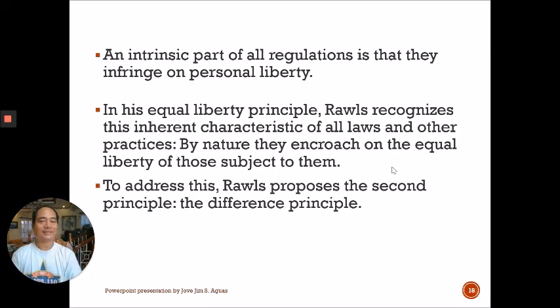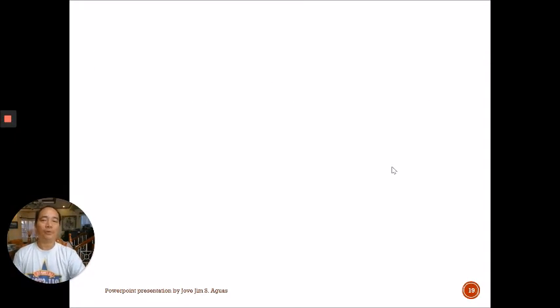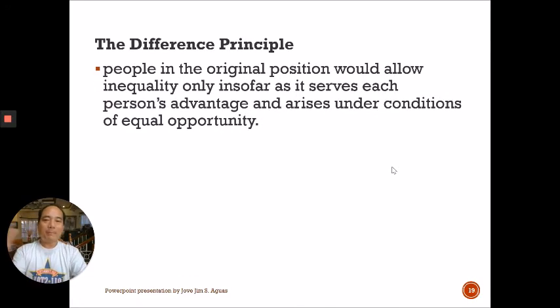So to address this, Rawls proposed the second principle, and that is the difference principle. Okay? So what is this difference principle? People in the original position would allow inequality, only insofar as it serves each person's advantage and arises under conditions of equal opportunity. Okay? Equal opportunity. So it's qualified, no? Not equality for all, but equal opportunity.